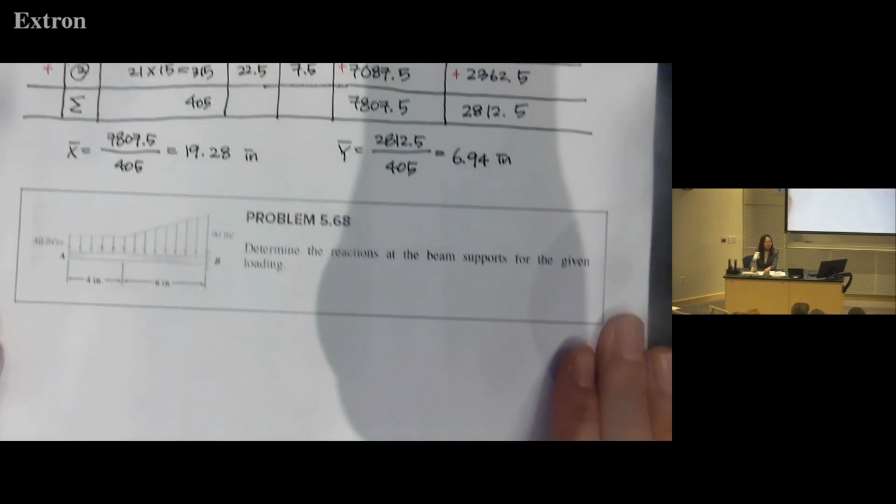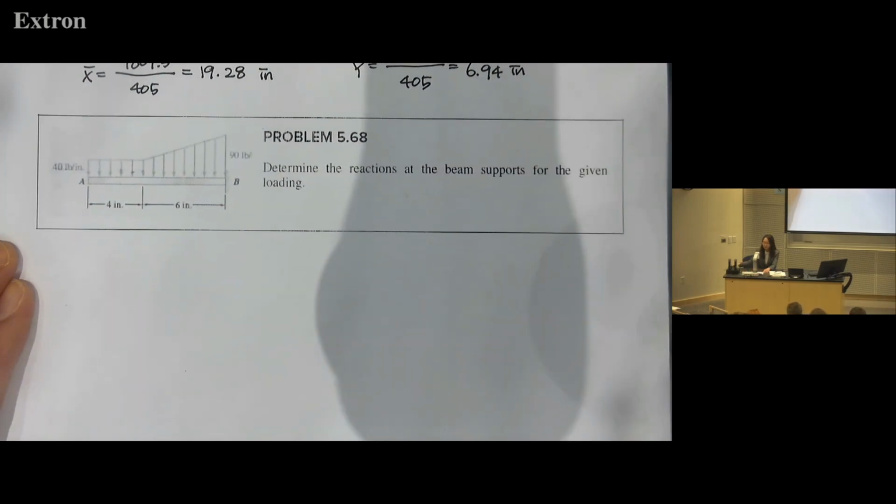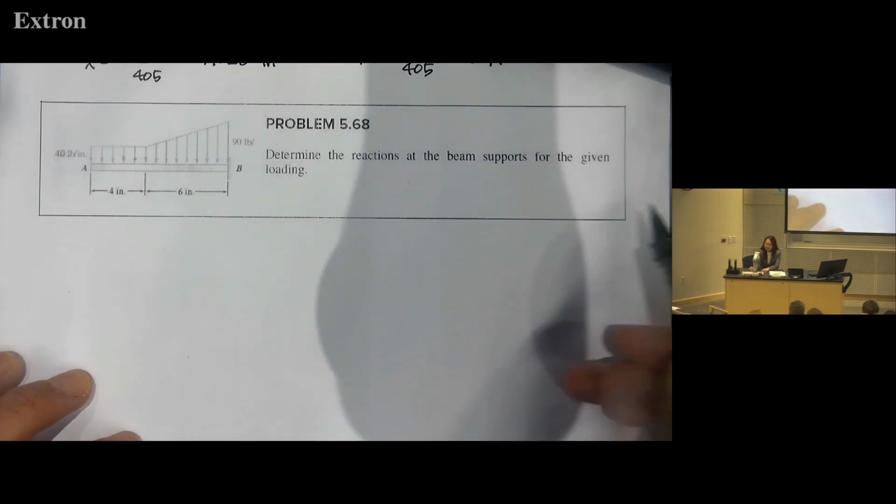Okay, then move on to the second problem. Determine the reactions at the beam support for the given loading. So now we have a cantilever beam here. A is free and then B is fixed, right? And then the shape of the discrete loading is composite, right? So now we can use what we learned to find the centroid and then resultant using this problem.